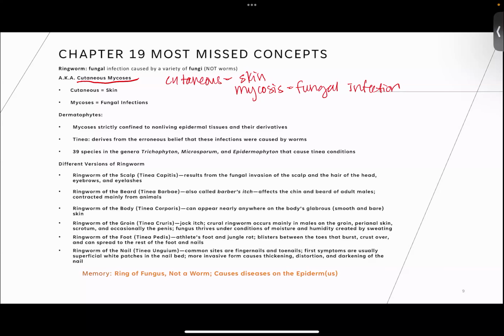You've heard of them. You've probably dealt with at least some of them in your lives. These are caused by dermatophytes, which are fungi that are involved in the development of cutaneous mycoses. It's really just what it is. And there's 39 different species, roughly, that are associated with these presentations. So these are all ringworm. It's not a worm of any kind.